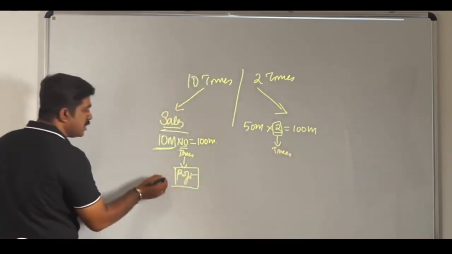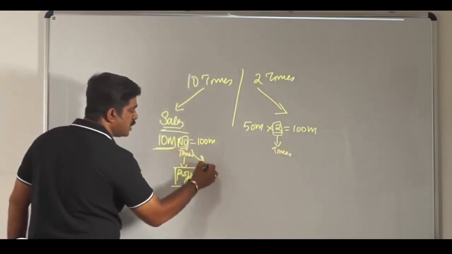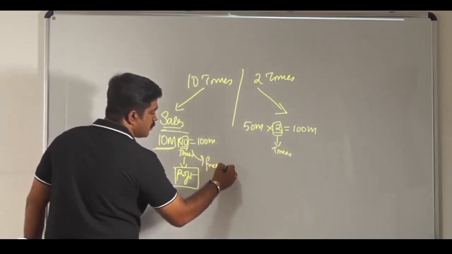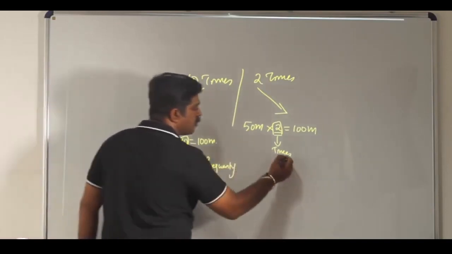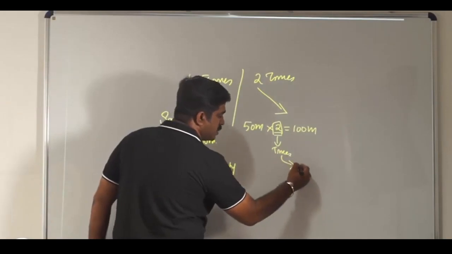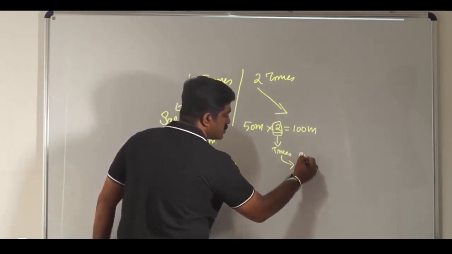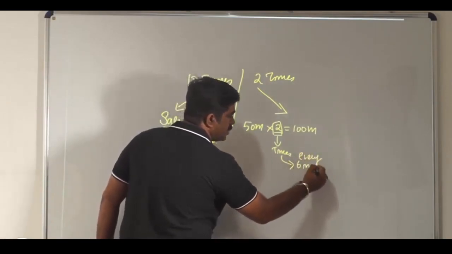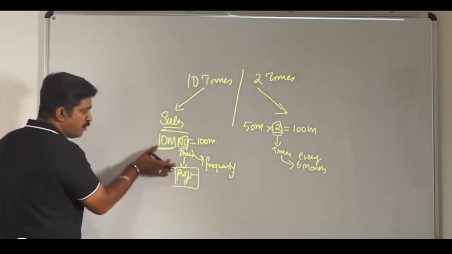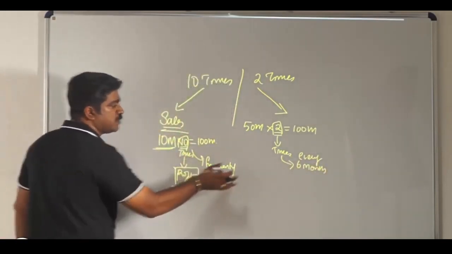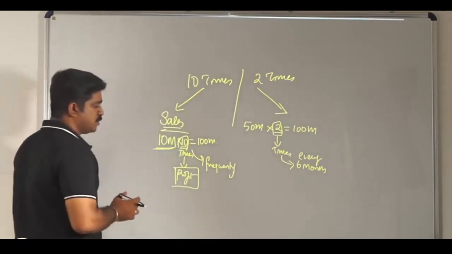It means here the profit is coming frequently, whereas here the profit is coming only 2 times in a year. That is, something like every 6 months. So I repeat, here the profit comes frequently, here the profit comes only every 6 months.